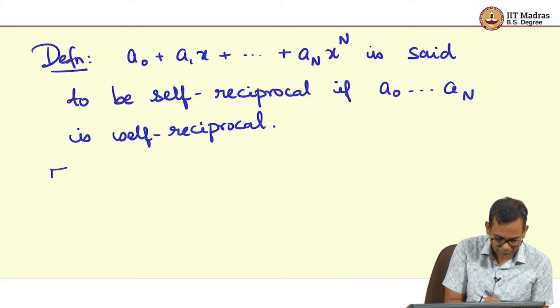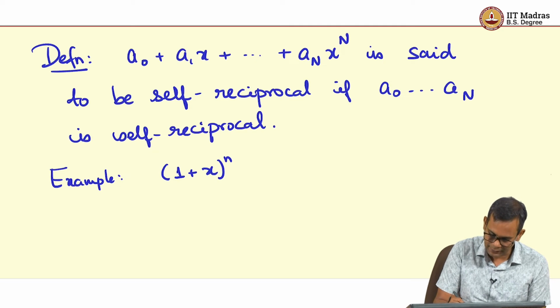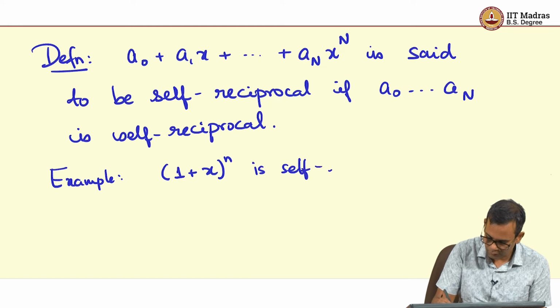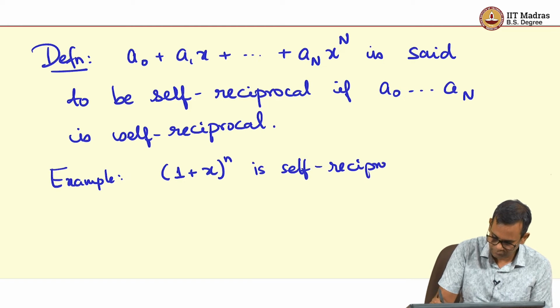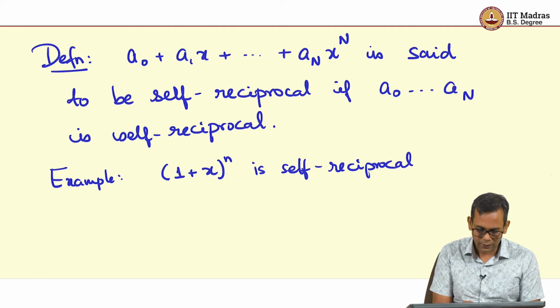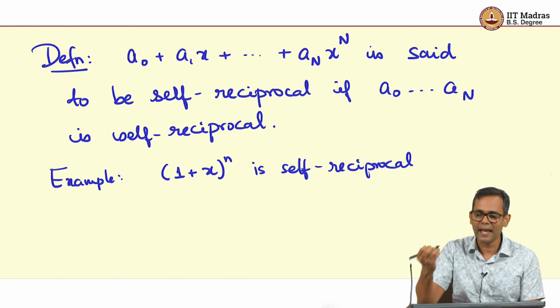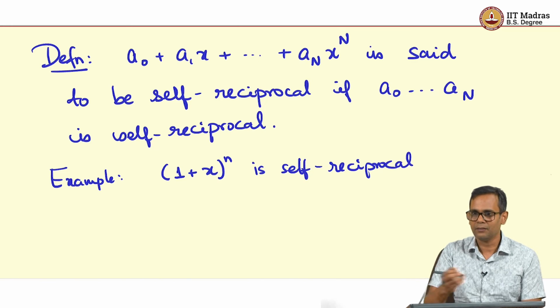Typical example, this polynomial 1 plus x to the power n is self-reciprocal. Why is that? Well, it's just because its expansion, the coefficients are given by binomial coefficients, and binomial coefficients with a fixed n are symmetric.